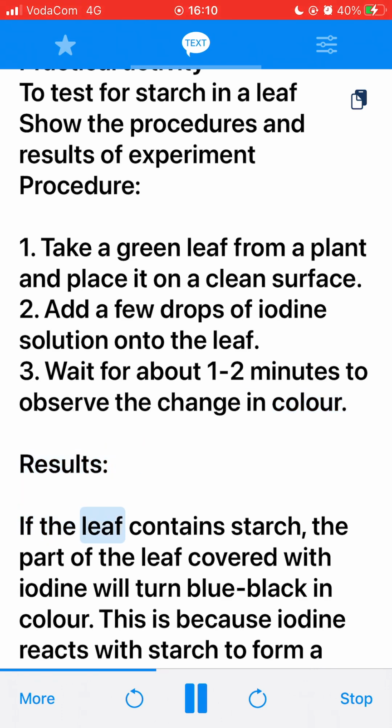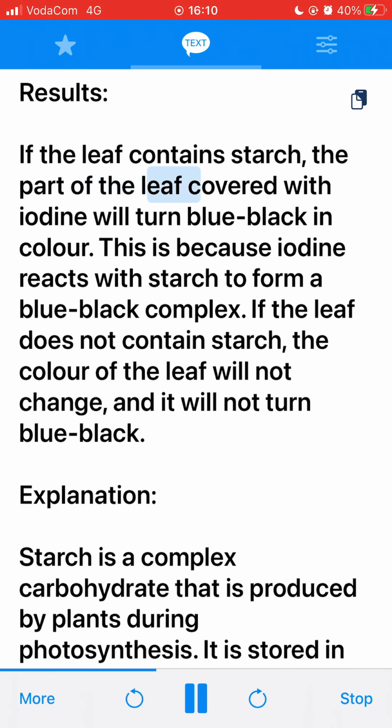Results. If the leaf contains starch, the part of the leaf covered with iodine will turn blue-black in color. This is because iodine reacts with starch to form a blue-black complex. If the leaf does not contain starch, the color of the leaf will not change, and it will not turn blue-black. Explanation.